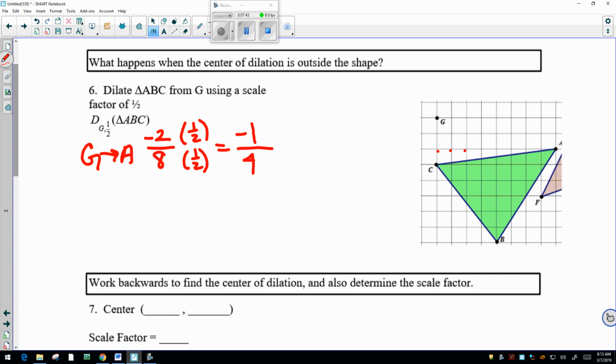So what does that mean? That means I'm going to go down 1, right 4, and here's my new A prime.